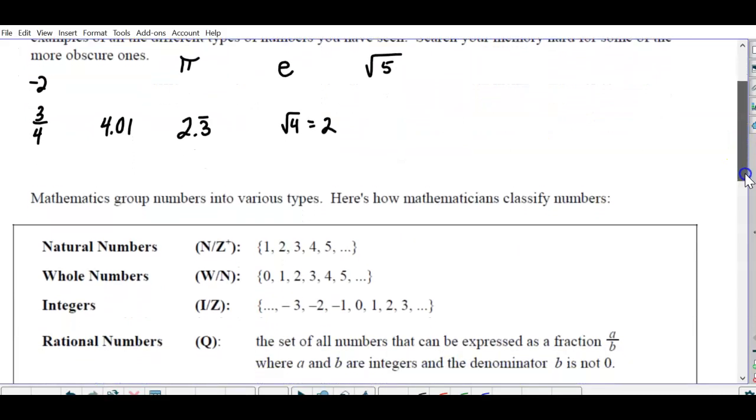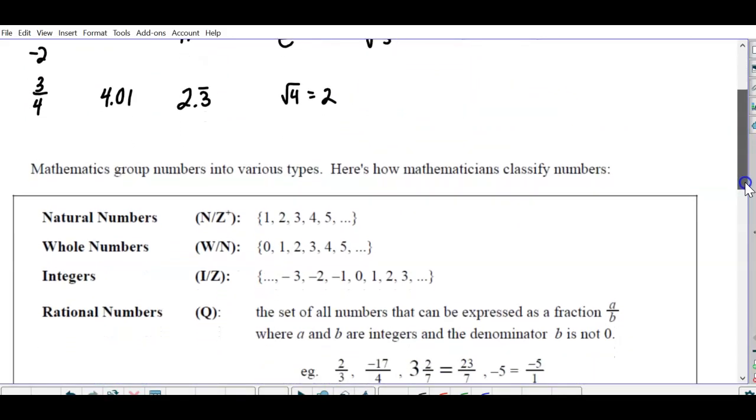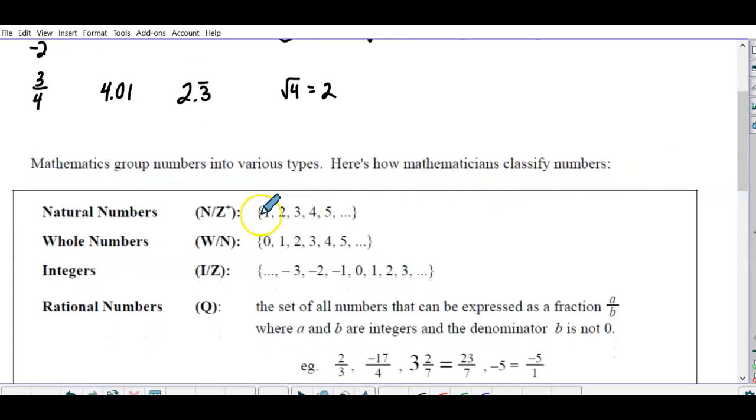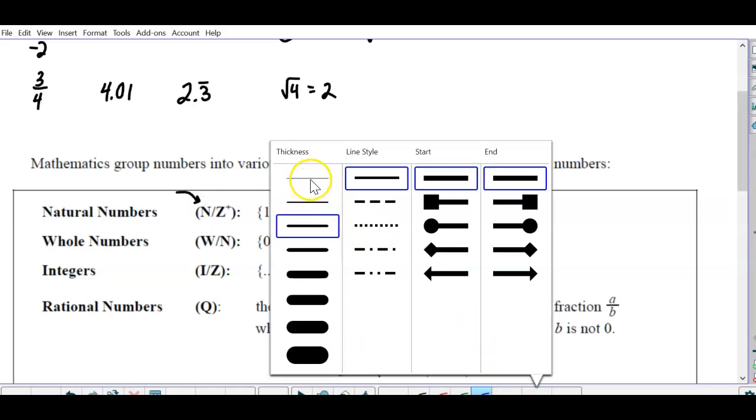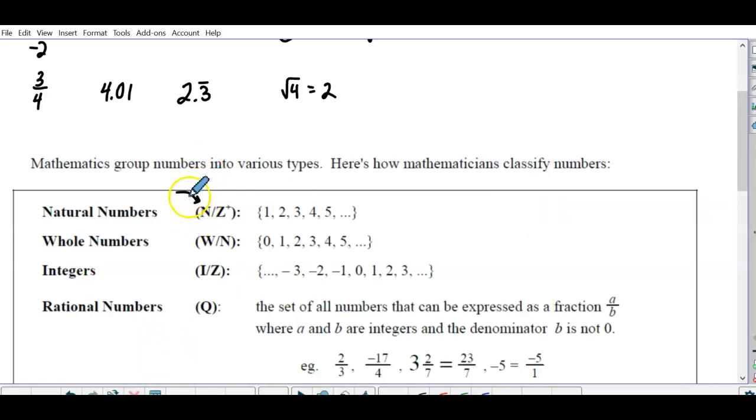So math groups numbers into various types. Here's how mathematicians classify numbers. So you'll notice some notations here. So these are your natural numbers in Alberta education. Actually, I'm going to switch this to blue. In Alberta education and Canadian education, we use N for natural numbers. So when you write the diploma exam in your grade 12 course, that's the notation that we'll use. IB uses this notation. So this is IB.